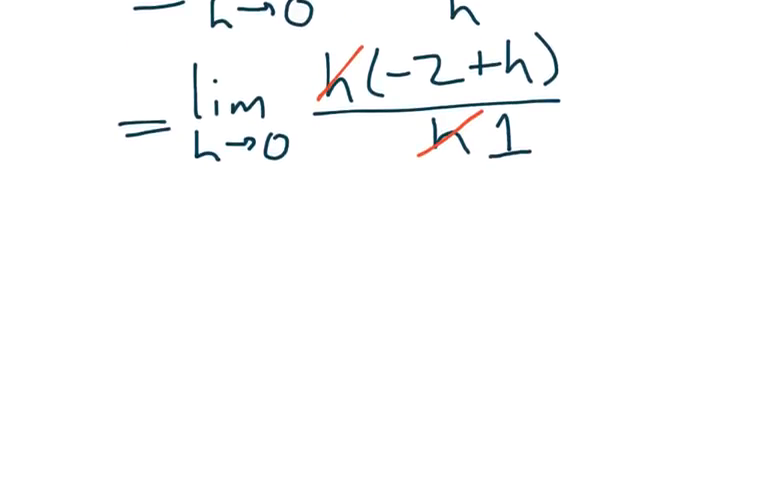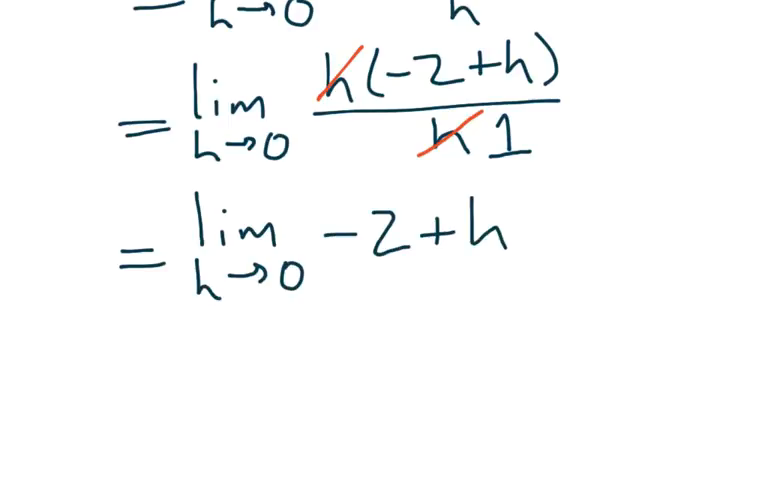We're left with the limit as h approaches 0 of minus 2 plus h. As h approaches 0, this approaches minus 2.